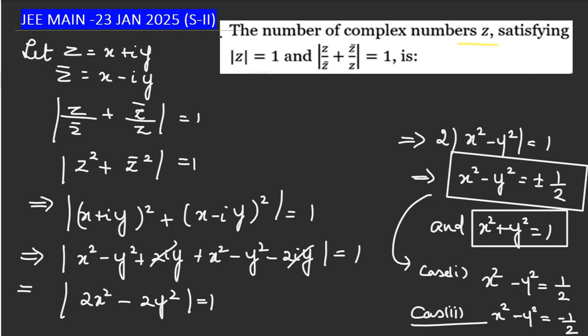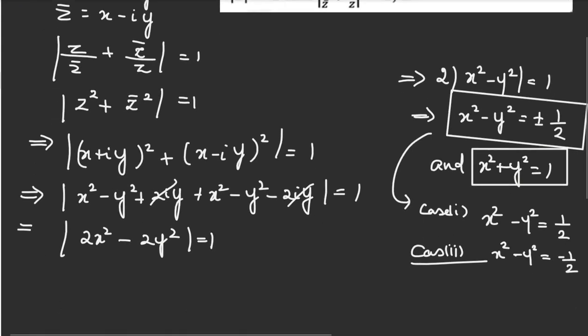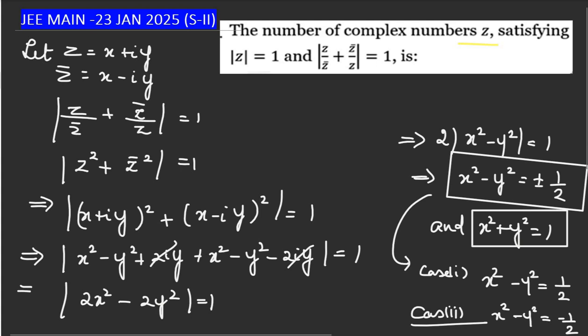Now x squared plus y squared is equal to 1 is the equation of the circle with radius equal to 1.